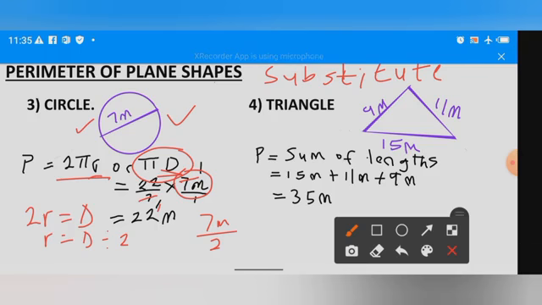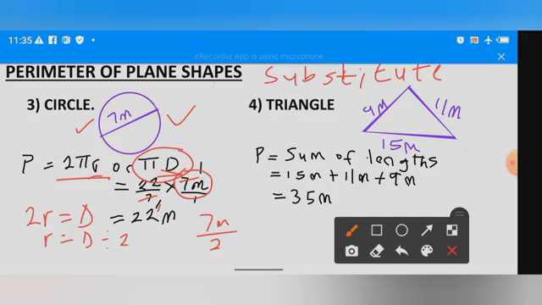So that's how to find the perimeter of a circle. Just make use of the formula. After writing the formula, you substitute and carry out the necessary operation of multiplication.